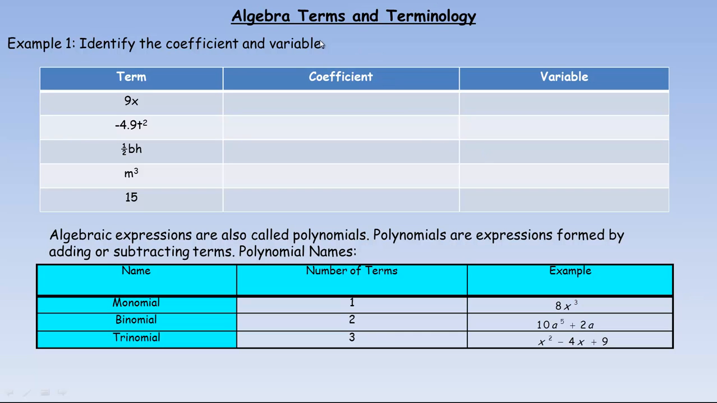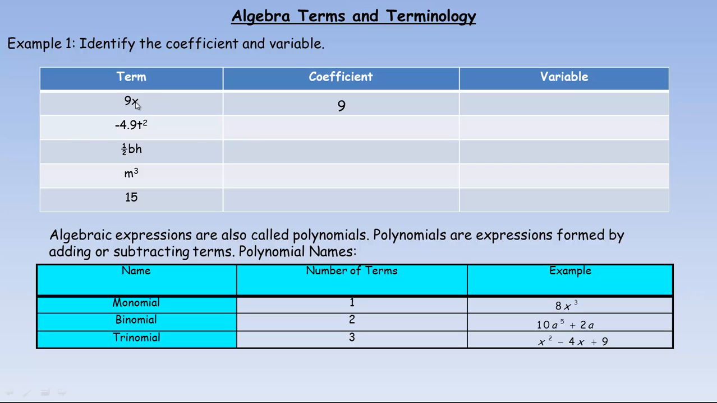In this lesson, we're going to take a look at some algebraic terms and terminology. And there's the first example asked to identify, and this is some terminology, the coefficient and variable in some terms. So these are 5 examples of terms. Now the coefficient is the numerical part, the number usually in front. Front means the left side of the term. So the 9 in the 9x is the coefficient, or numerical coefficient, some people call it.